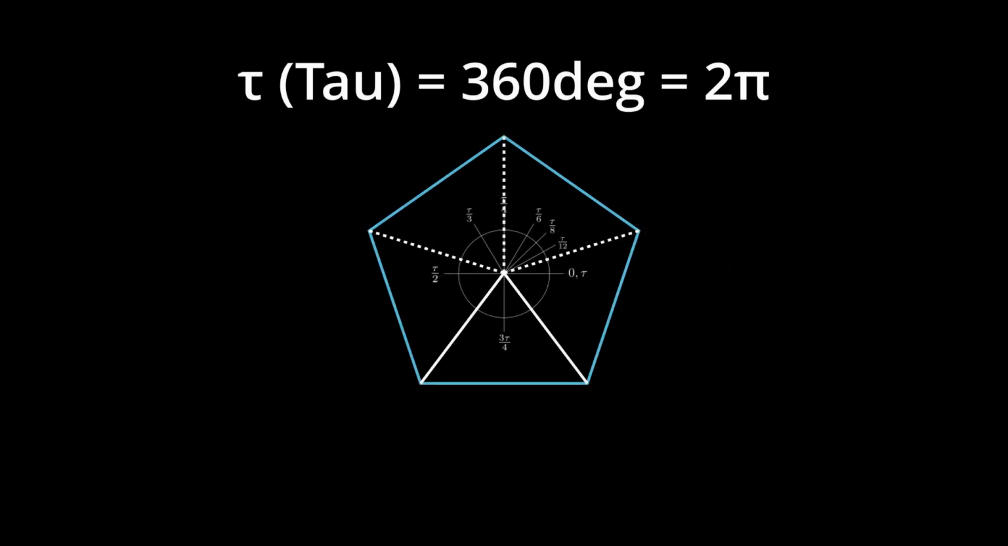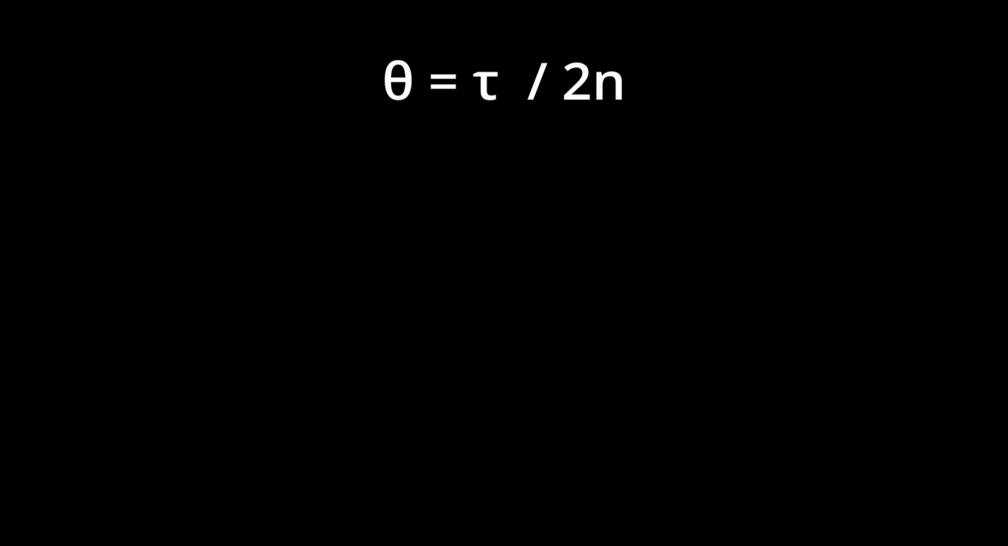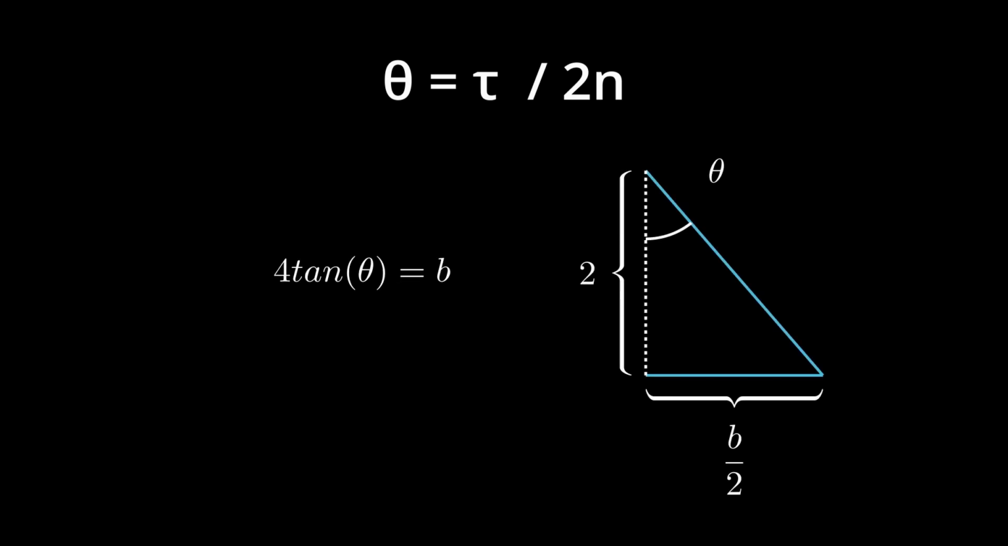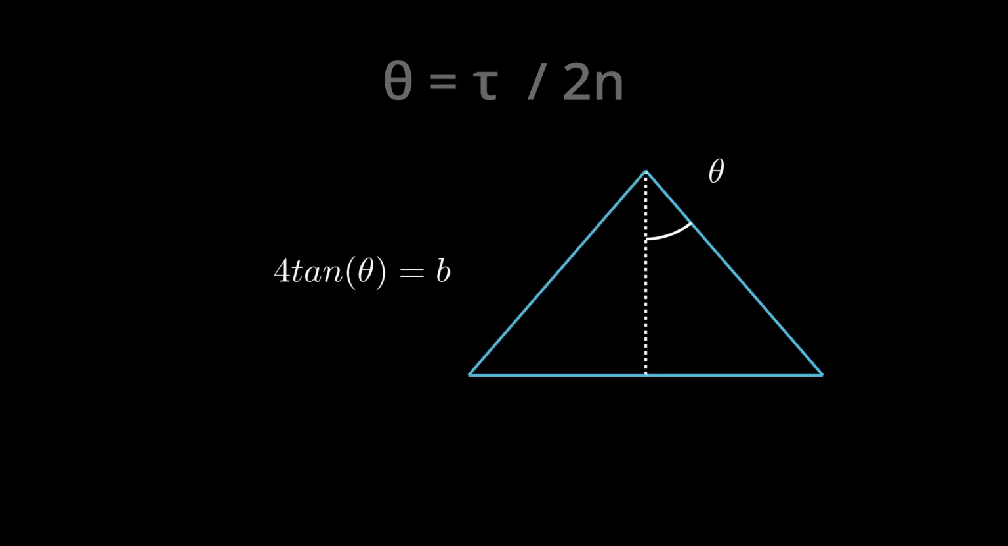And there are n triangles making a full rotation of tau radians. The angle theta is therefore tau divided by 2n. Multiplying by 4 gives us the side length for our solution. Therefore, the side length of any n-sided regular polygon is simply 4 times the tangent of tau divided by 2 times the number of sides.